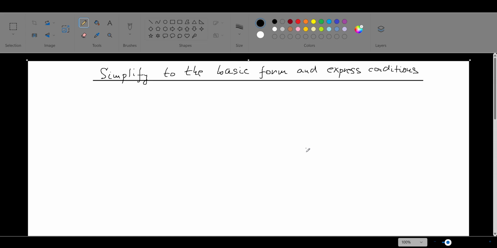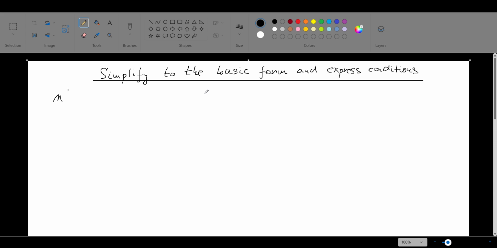Today's video is going to be about, as you can see, the topic: simplify to the basic form and express conditions. It's really going to be about expressions that contain factorials, as we are in the topic or section about factorials. Let me give you just the first example we will be solving.